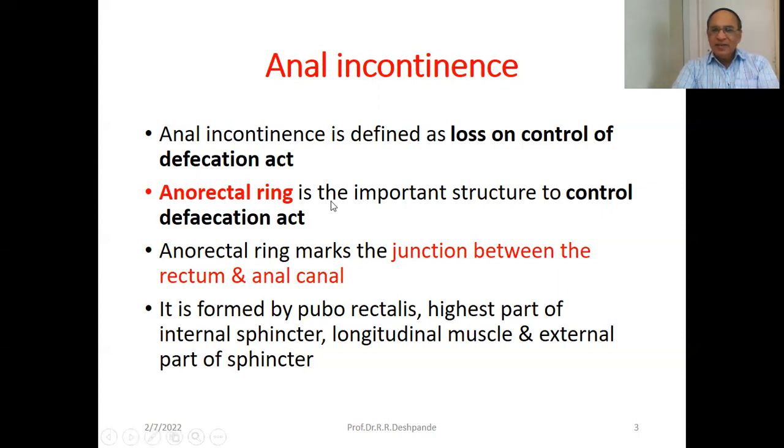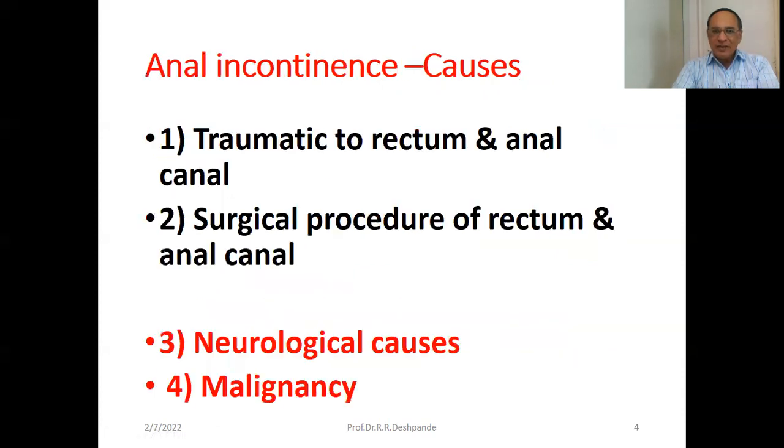Anorectal ring is the important structure to control the defecation act. Anorectal ring makes the junction between rectum and anal canal. It is formed by puborectalis, highest part of the internal sphincter, longitudinal muscles, and external part of sphincter.